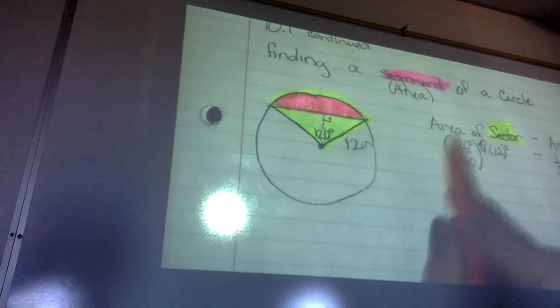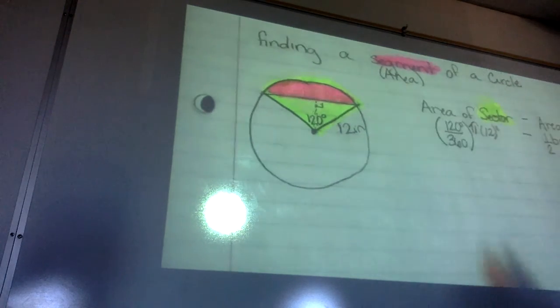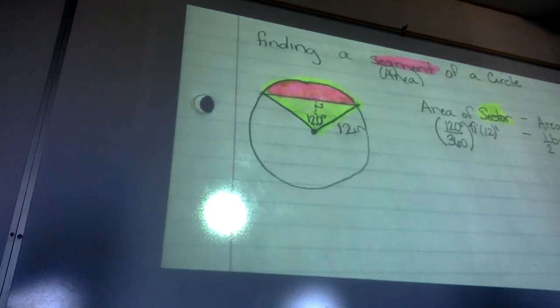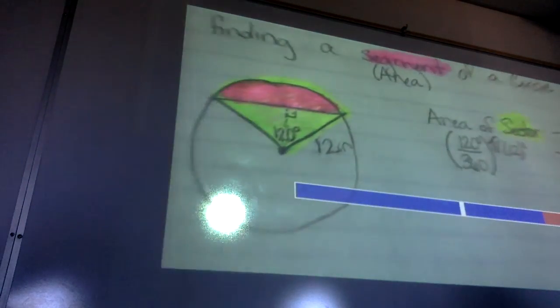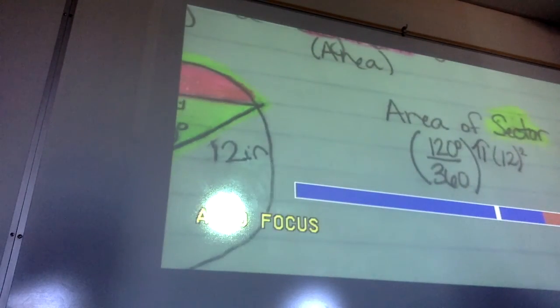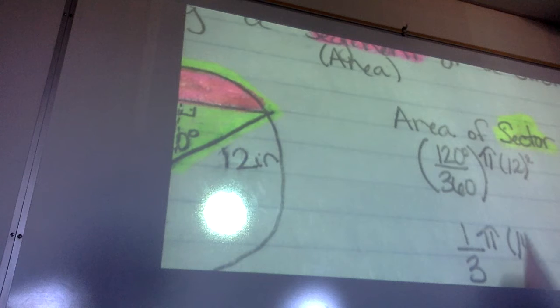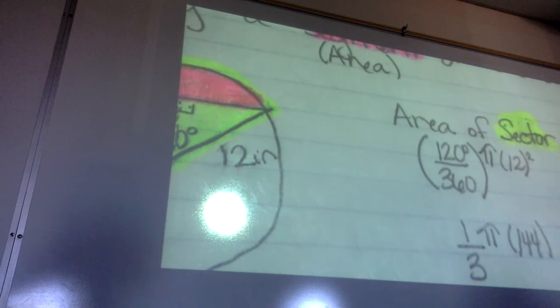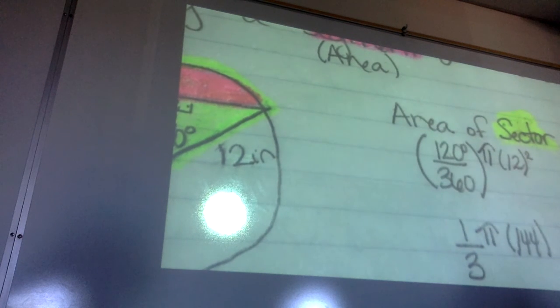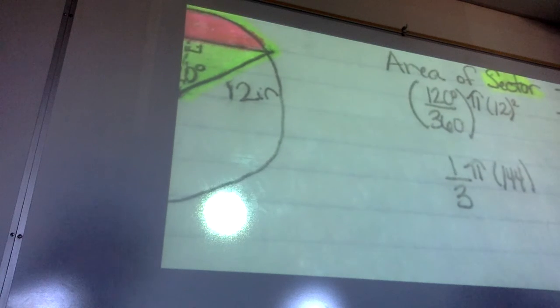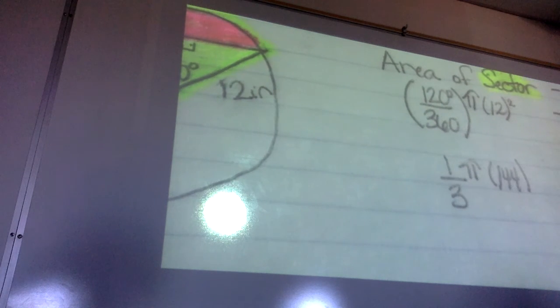So step 1 is to just find the area of the sector. So we have that at least written down. Let's do that. 120 divided by 360, how does that simplify? 1/3. Okay, 1/3 pi times 144. Is 144 divisible by 3? You guys remember the shortcut on how to figure that out?